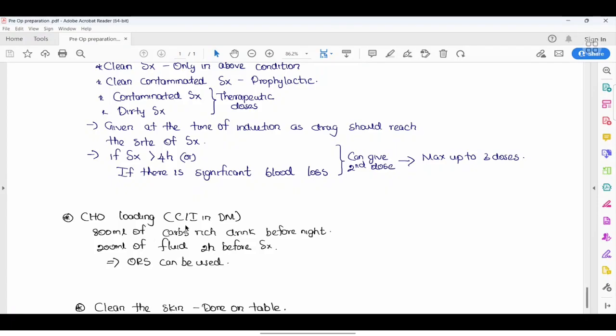So how they are doing is, the day before the surgery, they are giving 800 milliliters of ORS. And on the day of the surgery, 2 hours before the surgery, they are giving 200 milliliters of ORS. That's what they are doing for the carbohydrate loading. The only contraindication for carbohydrate loading is a diabetic patient. In diabetic patients we are not doing carbohydrate loading because they can't tolerate the high blood glucose level.